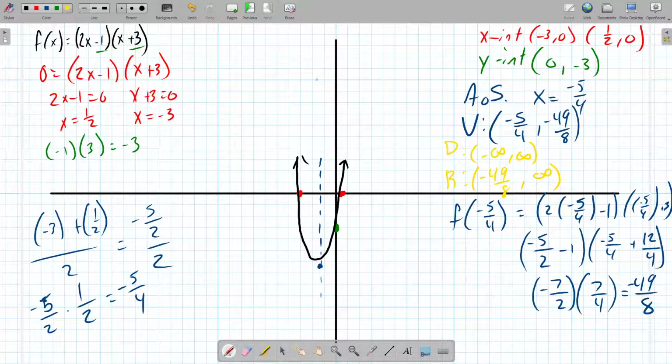All right, hopefully this helps you be able to graph quadratics and label all of the information for quadratics that are in factored form. The previous video was graphing them in standard form, and the next video will be on graphing them in vertex form.